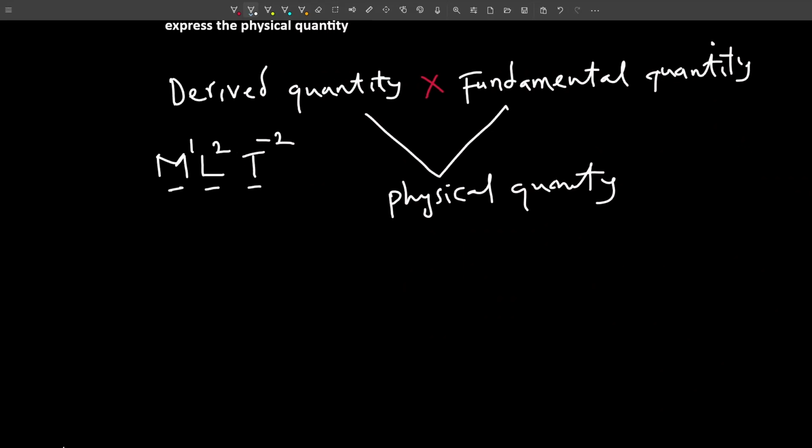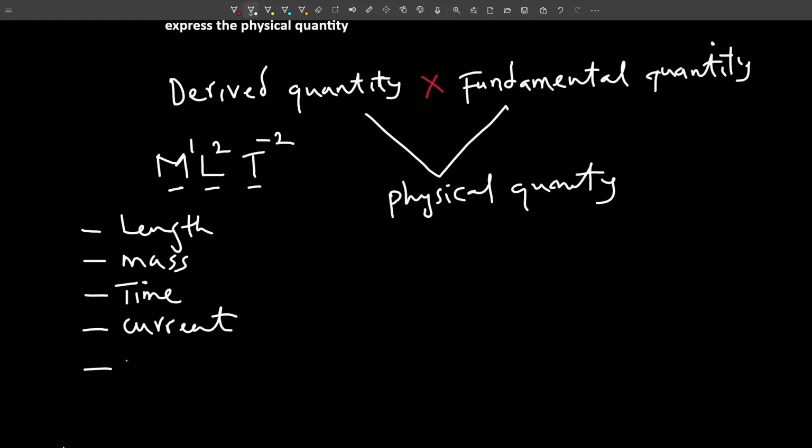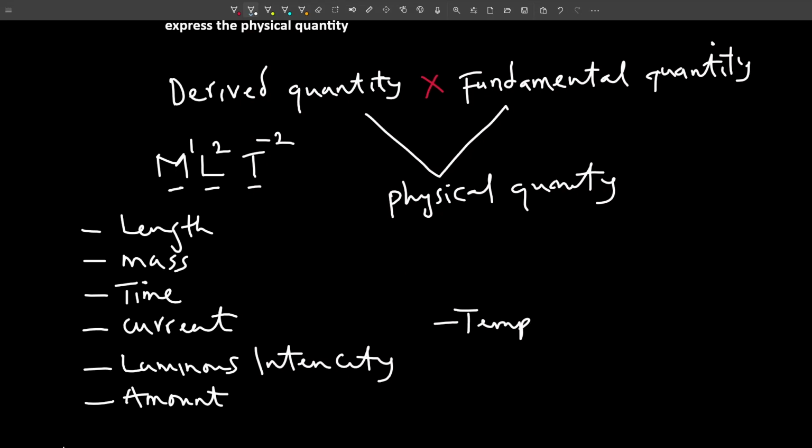Now, talking about fundamental quantities, I mentioned in my previous video that we have seven fundamental quantities. Let's see if we still remember. We have length, mass, time, current, luminous intensity, amount of substance, and temperature. These are the basic or base quantities, or fundamental quantities, that we have. Each of these fundamental quantities has a dimension. But basically, for now, we deal with just three.